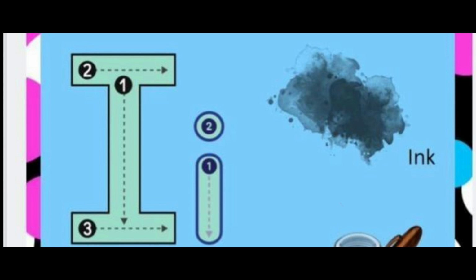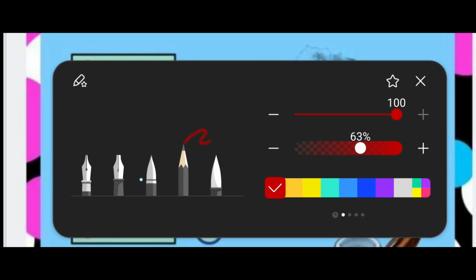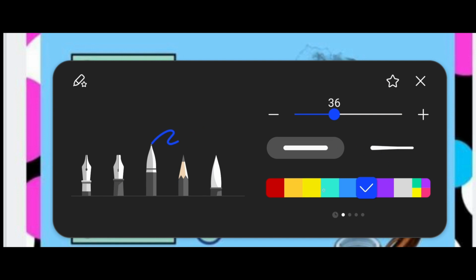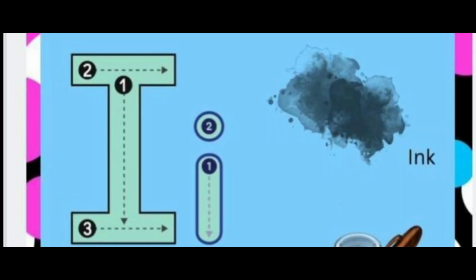I finished all the letters from A to H. Today I will teach you the letter I. Today's lesson is the letter I. First, I will tell you how to write I.